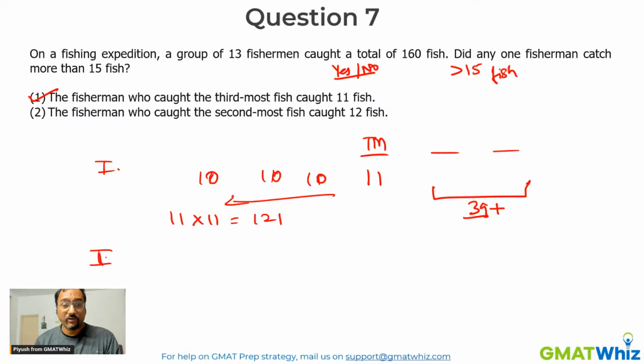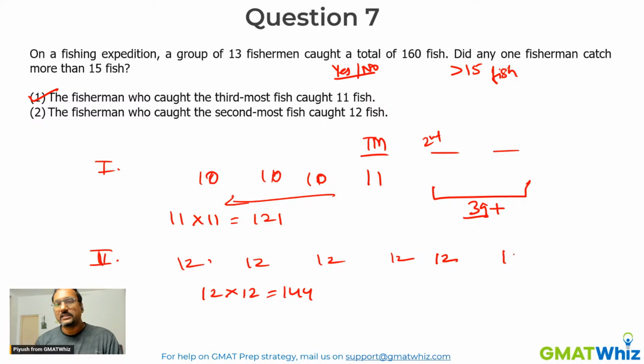And by the way, many of you marked statement 2 correct, did not mark statement 1 correct. Possibly did not look at this particular thing. But statement 2 gives you that the second most guy caught 12 fish. Now, using the same logic, if all of them before him got 12 fish, 12 people, 12 into 12, 144 fish is gone. I still need this guy to catch 16 fish to make it 160. So this guy, the topmost guy, who got the maximum fish, has to have 16.